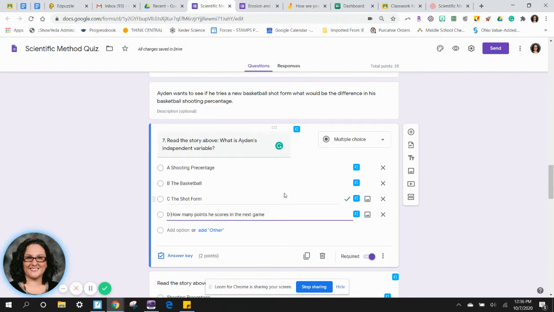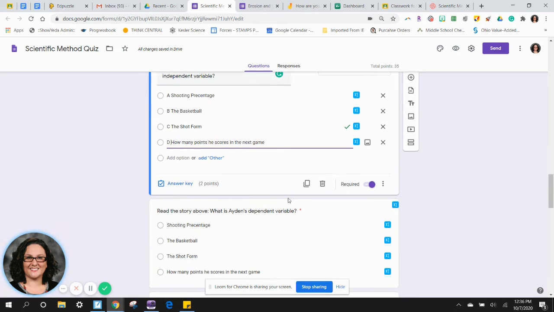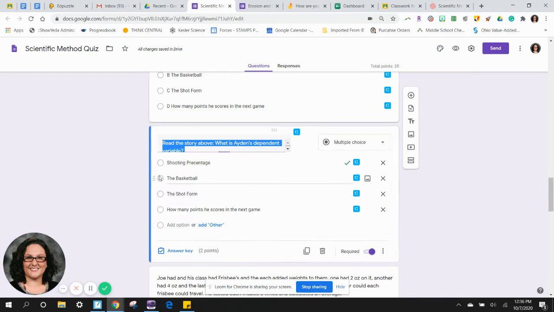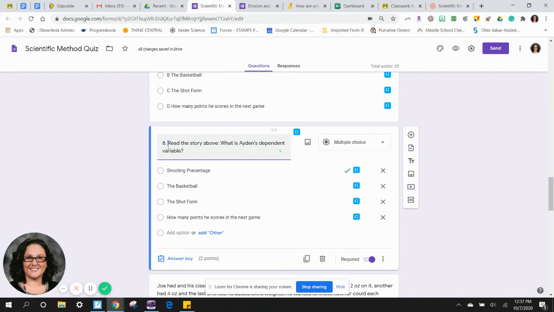Aiden wants to see if he tries a new basketball shot form, what would be the difference in his basketball shooting percentage? What is Aiden's dependent variable? Question 8. What is Aiden's dependent variable? A, the shooting percentage. B, the basketball. C, the shot form. Or D, how many points he scores in the next game.